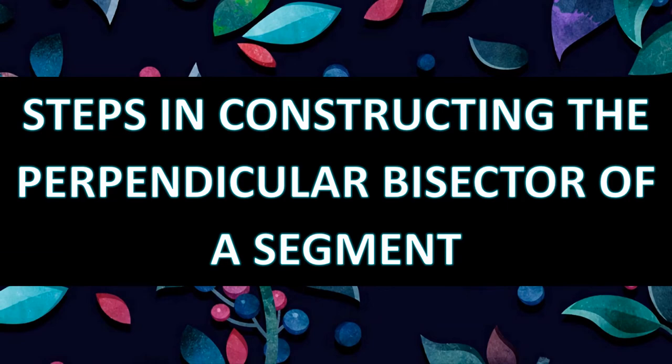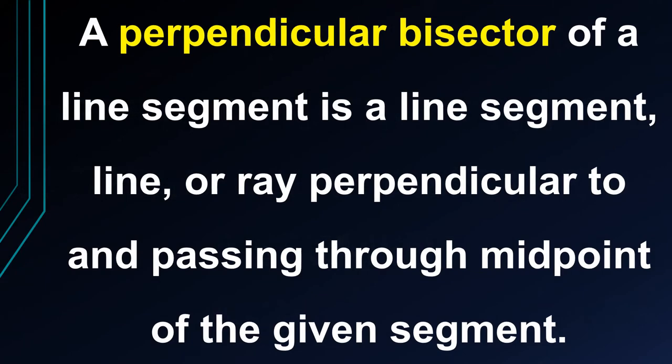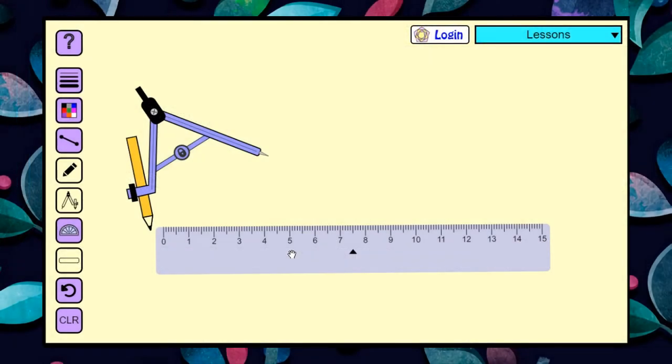Now, for the steps in constructing the perpendicular bisector of a segment, remember that a perpendicular bisector of a line segment is a line segment, line or ray perpendicular to and passing through midpoint of the given segment. So, sa parehong construction tool natin, una natin gagawin is to draw segment AB using a ruler.